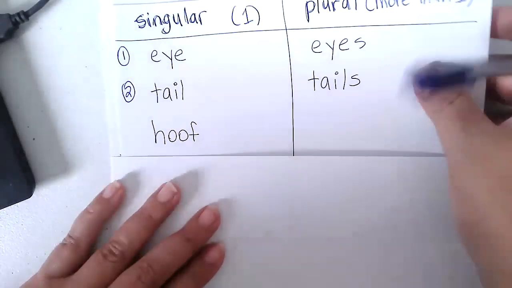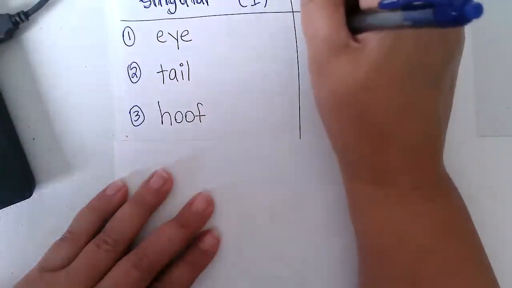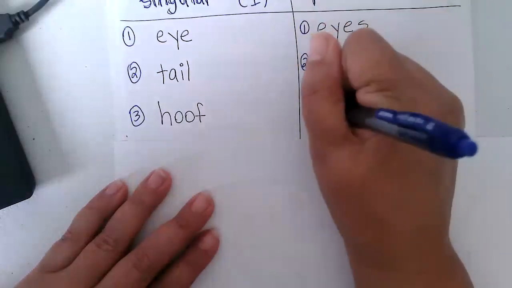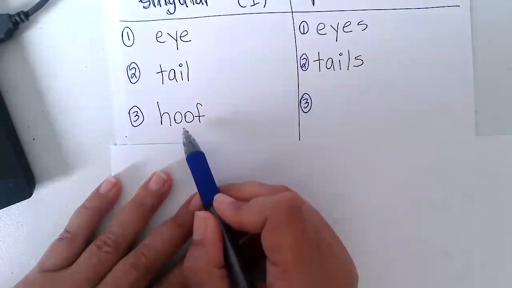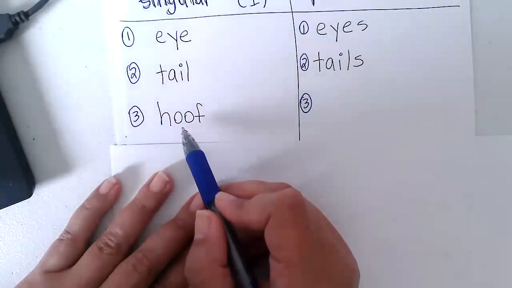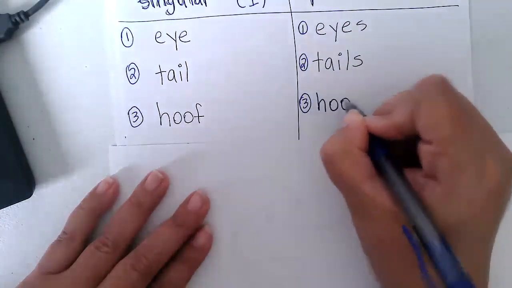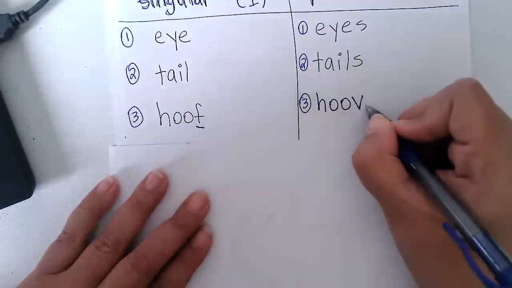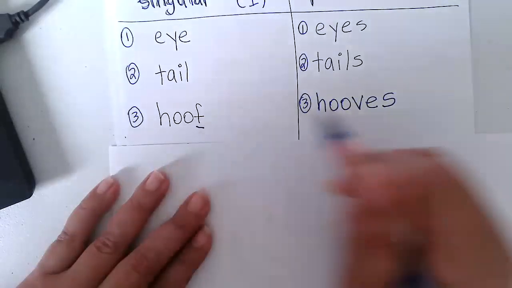Like I said in our drawing, number 3 is going to be hoof. And if you remember, I'm going to put 1, 2, 3 here just so it could be a little more organized. A horse has, or a pony has one hoof, let's say, one hoof that is hurt, but altogether it has 4 hooves. I change the F, I make it a V, and I add ES. Hooves. 1 hoof, 4 hooves.